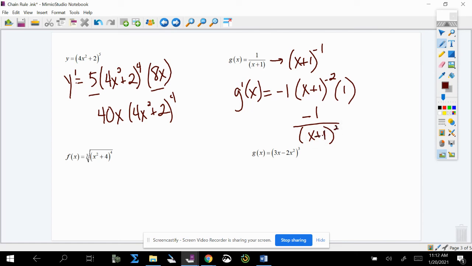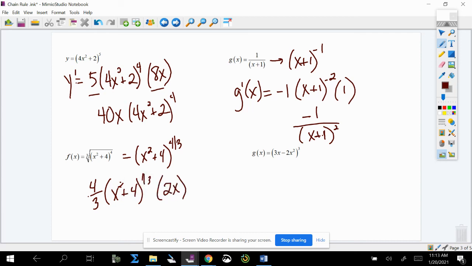For the next one, you need to be comfortable with your fractional exponents and radical notation from Algebra 2. This is the same as x squared plus 4 being taken to the 4/3 power. Again, it's power over root. So your power comes out front. You drop it to a power one less. And then you multiply by the derivative of what's inside. Again, cleanup is very limited. You could multiply the 4 and the 2x together and write it as 8x over 3, and then you still have the x squared plus 4 to the third, but not much simplifying.